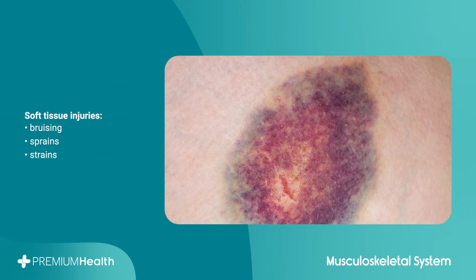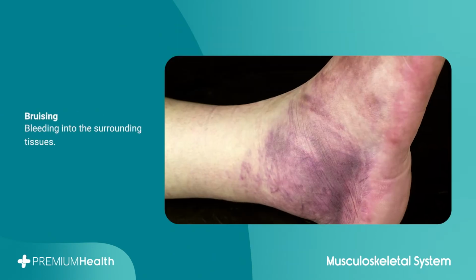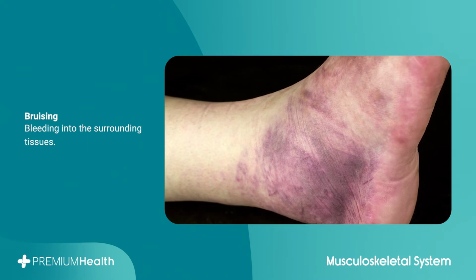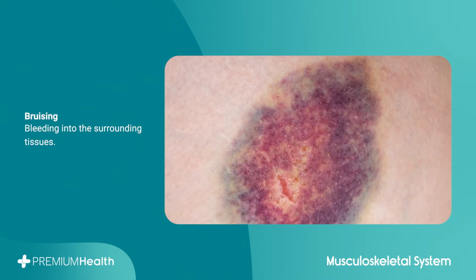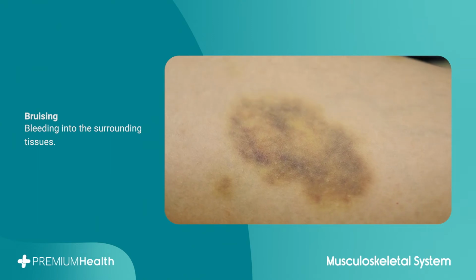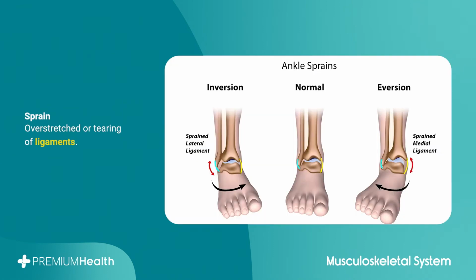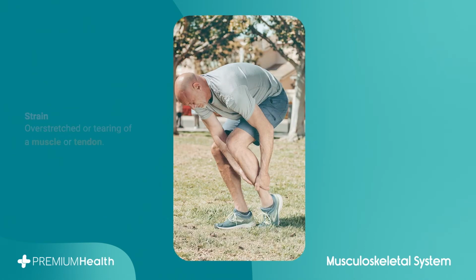Soft tissue injuries include bruising, sprains and strains. Bruising is bleeding into the surrounding tissues, which will characteristically be purple. Over time, it will fade to green and finally yellow. A sprain is overstretching or tearing of a ligament which supports a joint. A strain is overstretching or tearing of a muscle and/or tendon.